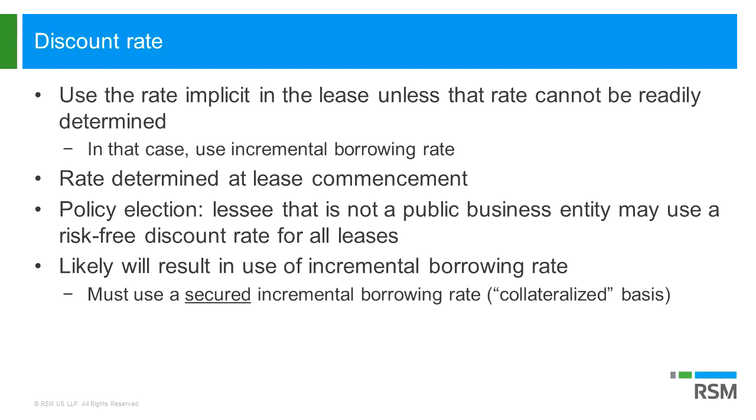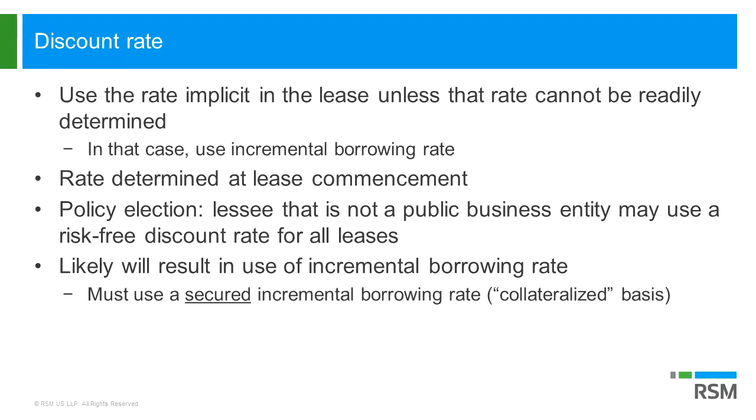The implicit rate is a rate that causes the aggregate present value of the lease payments and the amount the lessor expects to derive from the underlying asset in the lease term to equal the sum of the fair value of the underlying asset and any deferred initial direct cost of the lessor. We won't be going over that definition again.